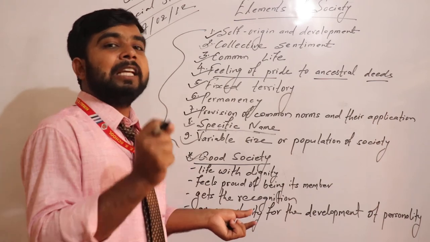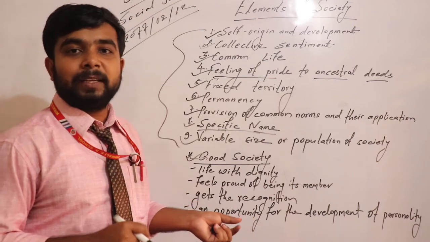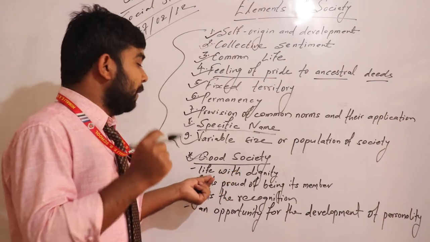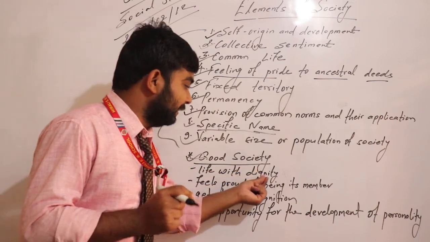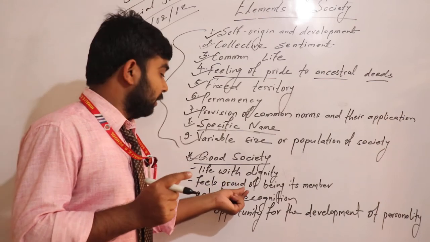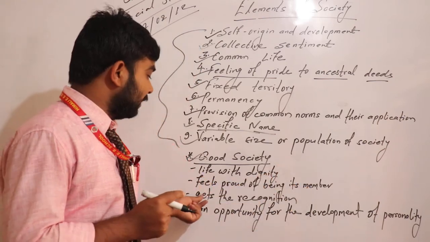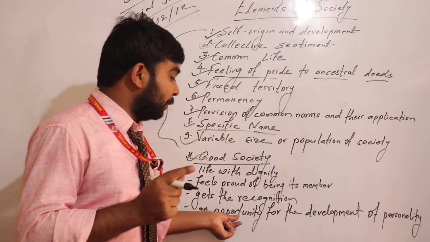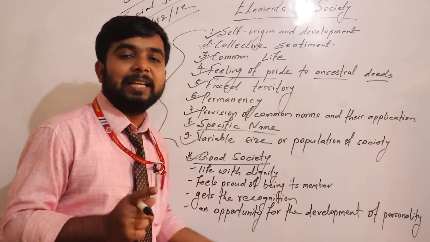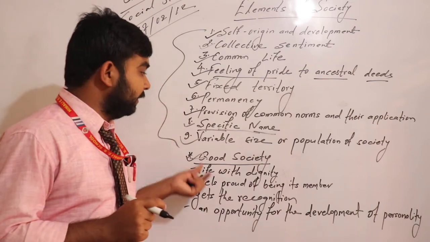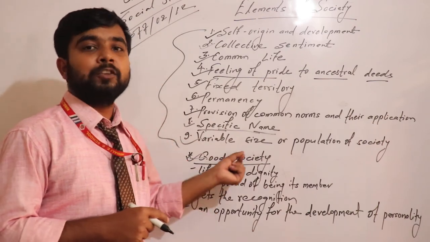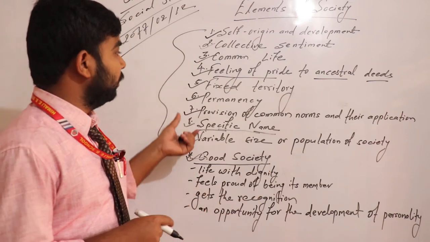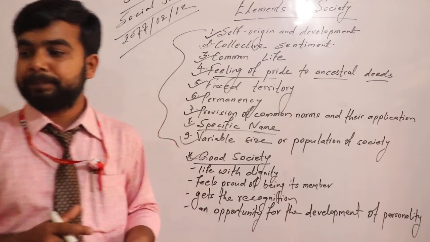If you have to make a definition of good society, how can it be? Good society is a place where members live their life with dignity, feel proud of being its member, get recognition, and there is an opportunity for the development of personality for the members of that place. That is a good society. Hope you guys understood. If you want to copy, then please copy.